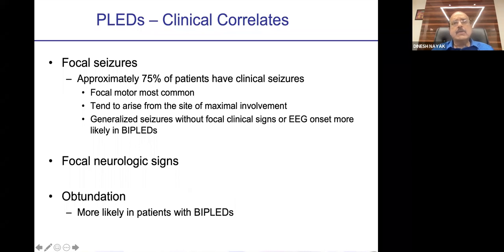And the clinical correlates: 75% of the patients have clinical seizures, predominantly focal motor, and generalized seizures are more common with BiPLEDs. Focal neurological signs occur in relation to that hemisphere damage. And obtundation, as we saw, BiPLEDs means they are more likely to be comatose.